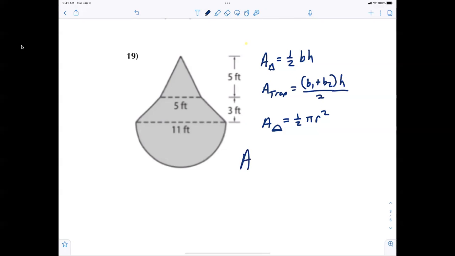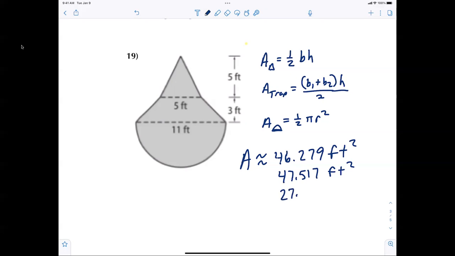I got 46.279 feet squared. 46 point what? 279. Anybody else get that? I got 47.517. 47.517. Okay, so we got two here, but what did you get, Austin? 27.75. Okay, someone else, come on.